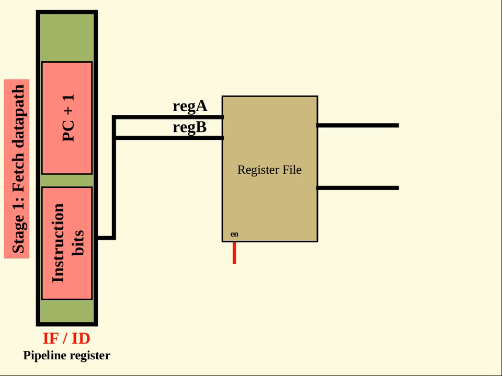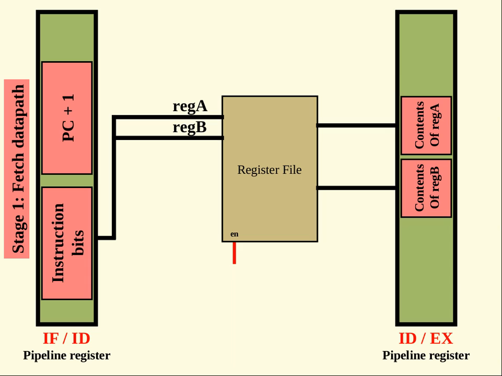So here are the instruction bits. We have to read the register file, and where does the output go? Into another register. Into another pipeline register. Notice this one is labeled instruction decode / execute because it's a pipeline register between decode and execute. Everyone got this? I get a lot of questions about this. The pipeline register is just storing the state in between the stages.